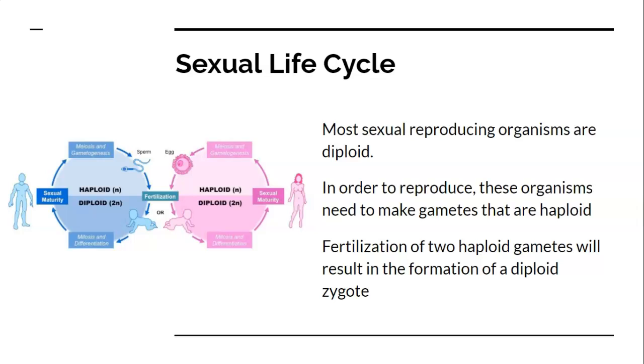So the life cycle for sexually reproducing organisms: most of them are diploid, and then in order to reproduce, they need to make gametes that are haploid. Once you make those haploid gametes, the fertilization of 2 haploid gametes results in a diploid zygote, and that diploid zygote goes on to become your offspring.